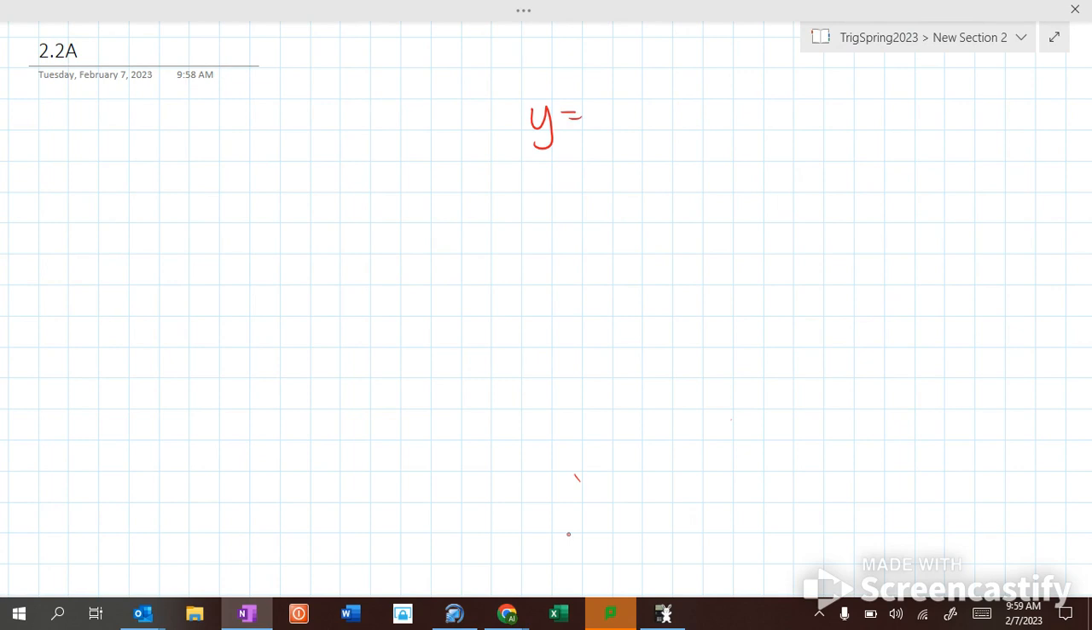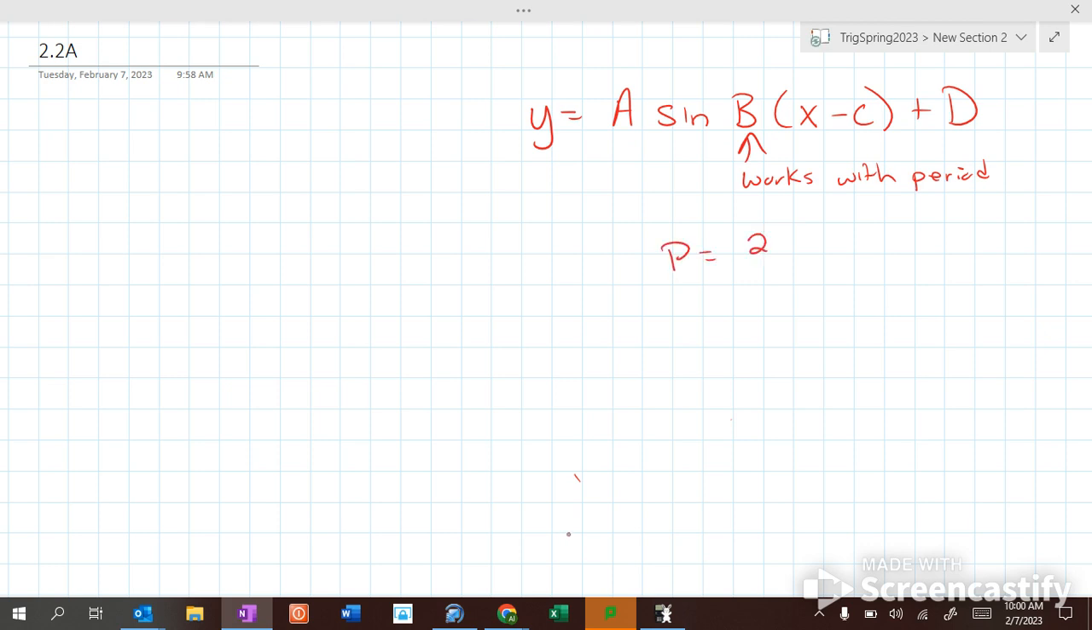y equals a sine of b times x minus c plus d. Okay? The b part works with the period. How long's a normal period of a sine or cosine function? One period of it. How long do we usually go? 2 pi. So the period is going to be 2 pi divided by b.